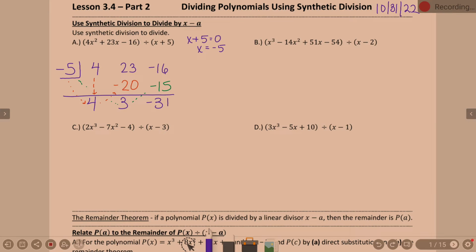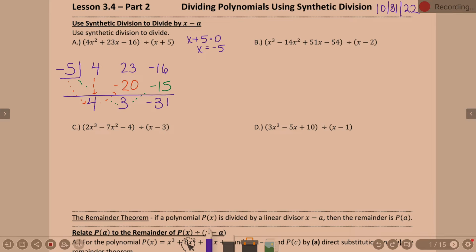We don't leave it as 4, 3, negative 31. We have to put the variables back in. Okay, but other than that, we're done. We just have to put our variables in. When we go to put our variables in, this is originally a 4x squared, correct? And we are dividing by an x to the first. What happens when you take an x squared term and you divide by x to the first? What is that exponent going to be now? X to the first, right?